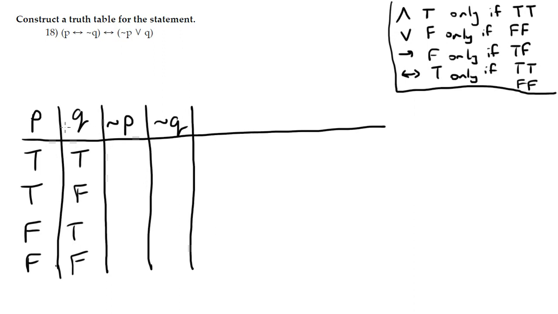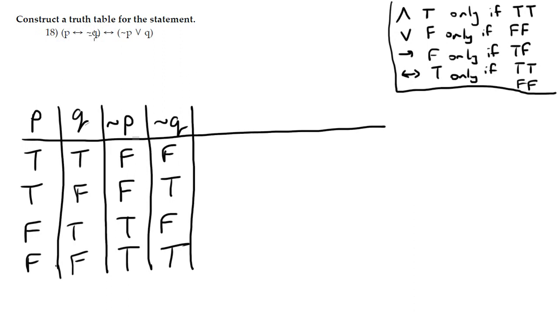Not P, or negation of P, has the opposite truth value of P. So if P is true, not P is false. If P is false, not P is true. Not Q: if Q is true, not Q is false. If Q is false, not Q is true. Just the opposite truth values.